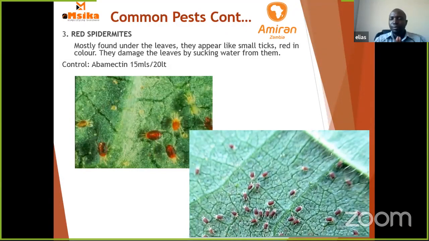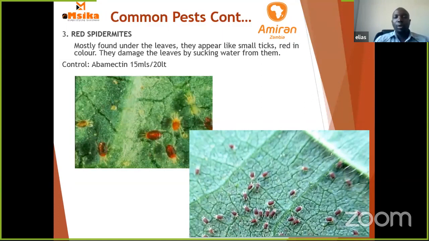And the cobwebs are one mechanism that the insect uses to protect itself from the chemicals. But as time goes on, you'll be able to see also the upper part of the leaf having small white dots. That is after they have sucked the sap, then the leaf remains with small white dots on the upper part of the leaf. But again, when you look very carefully underneath, you find that there are small red spiders.